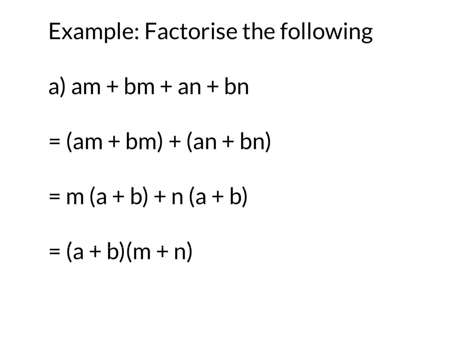In the second two terms, or in the second bracket, take out the common factor, which is N, outside of A plus B. Notice that the A plus B bracket is common to both. So we can take that out as a common factor, that's one bracket, and what's remaining, which is the M and the plus N, go in the second bracket, and that gives us our final solution.